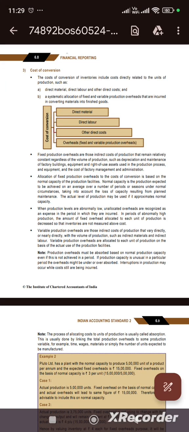Hi everyone. So today we will be discussing the cost of conversion. Cost of conversion basically includes direct material, direct labor, other direct cost and overhead. When we talk about overhead, it's the fixed and the variable overhead.